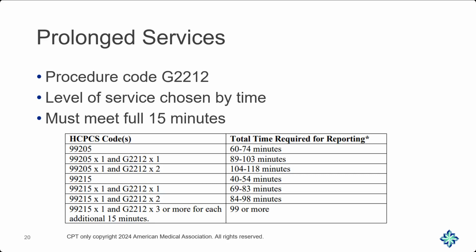Once you get to 15 minutes above the time allowed for 99205, then you can bill for G2212, or 1 unit. And then for every additional full 15 minutes, you could bill an additional unit of that G2212. So again, this is only if you're selecting your level of service based off of time.